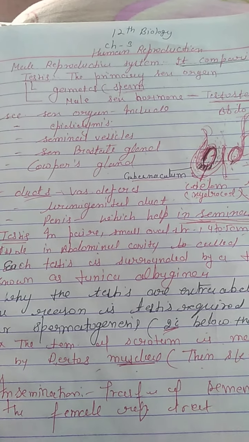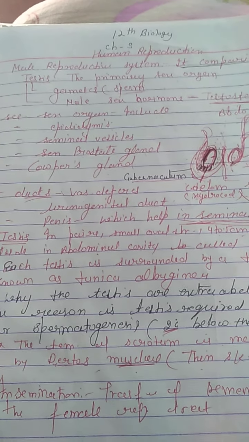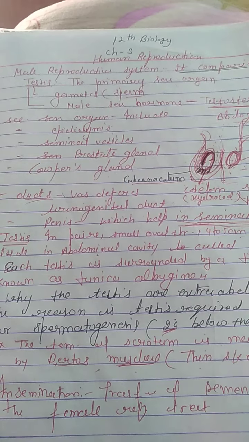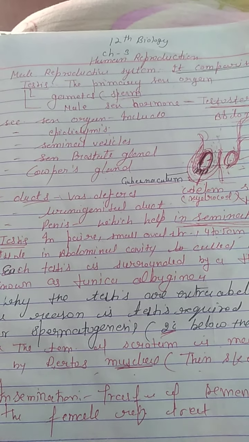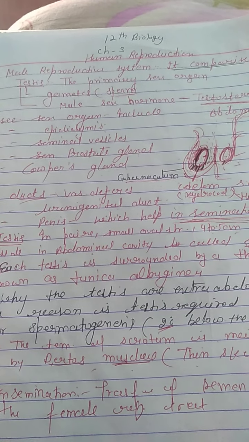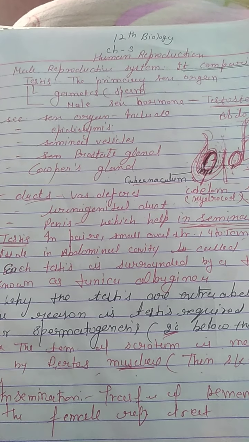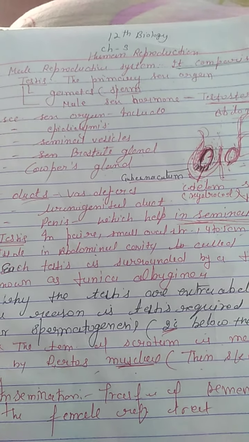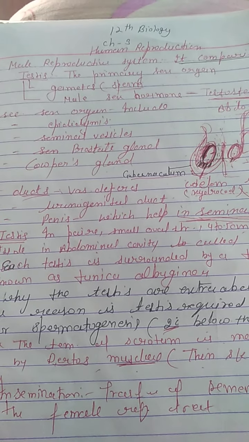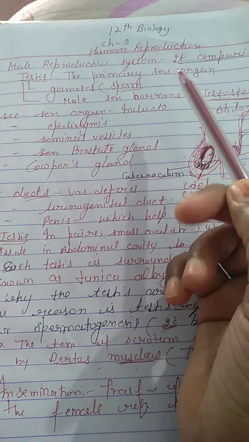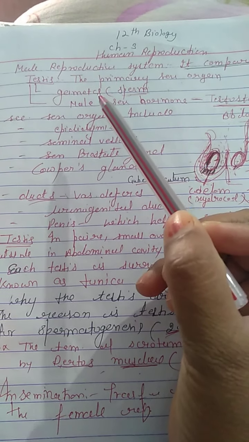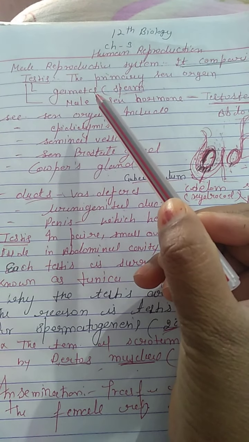Hello students, in this video we will discuss the male reproductive system of chapter 3 human reproduction. The male reproductive system comprises the testes. Testes are the primary sex organs. Testes perform two main functions.